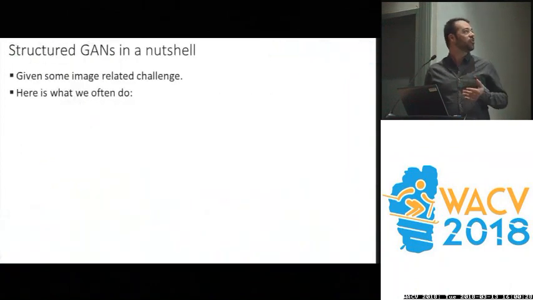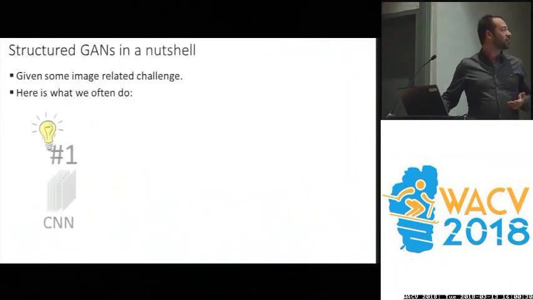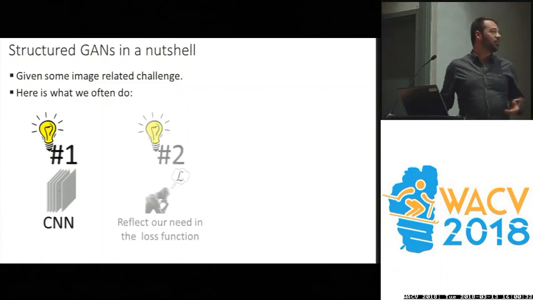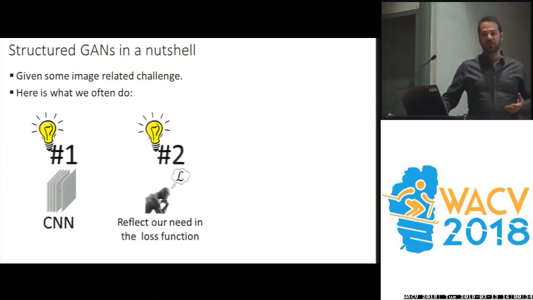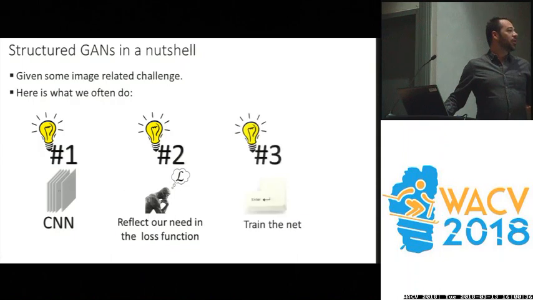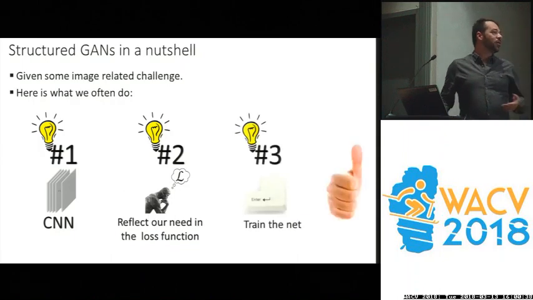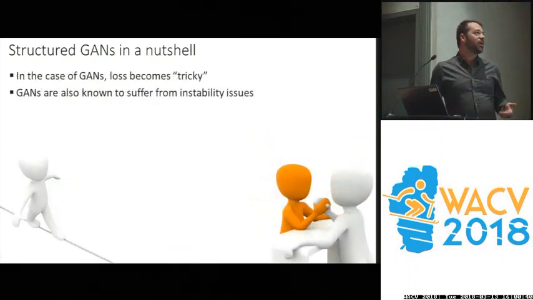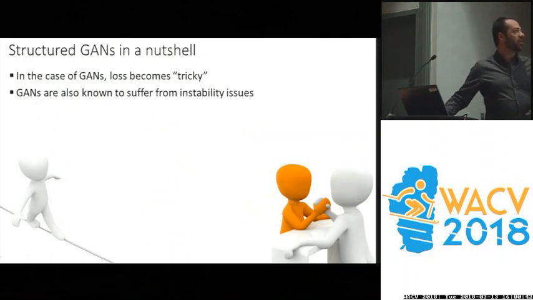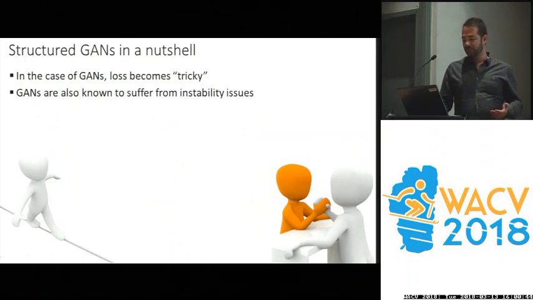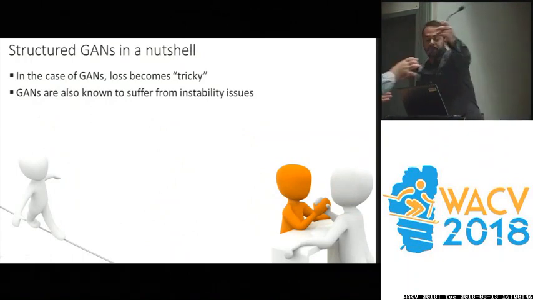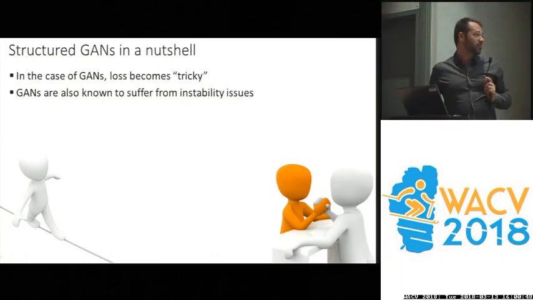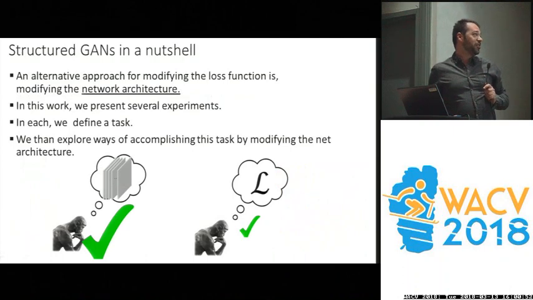Given some image-related challenge, here's what we often do. We add a CNN. We think carefully about the loss function and fit it to our needs. We train the network, and we're done. But in the case of GANs, loss becomes tricky. GANs are also known for instability issues. An alternative approach for modifying the loss function is modifying the network architecture.